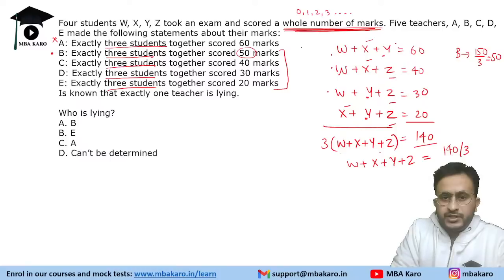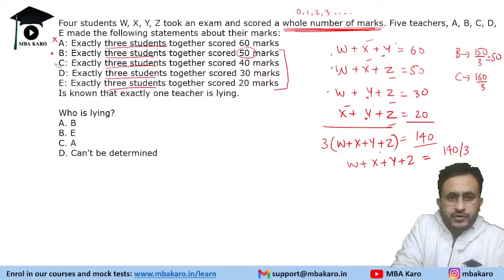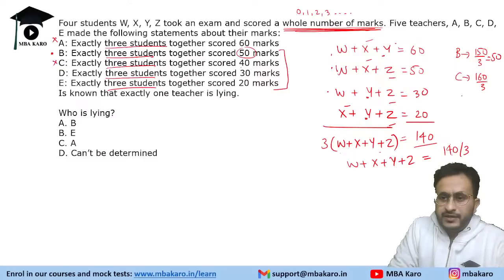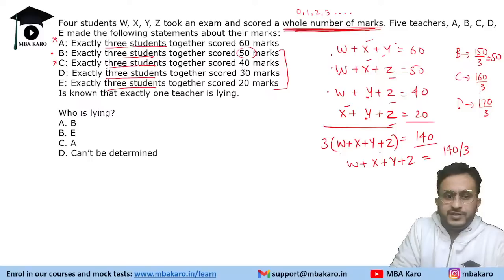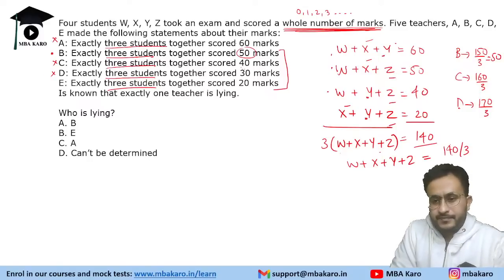Okay, which is possible. Now if you take 40, and if you take C, now we are considering C. When we consider C, we have to remove 40, and instead of 40 we will put 50. So in case of C, it is 160 by 3. So C will also not be liar. When you take D, instead of 30, we have to remove 30, we will bring 40 here. So this becomes 170 by 3, which is also not possible, right?